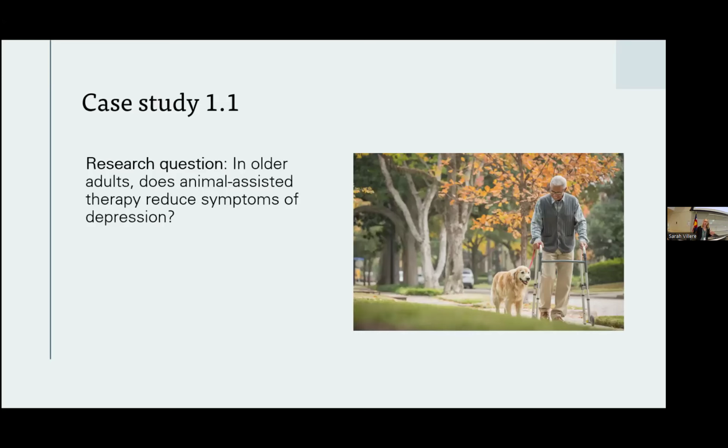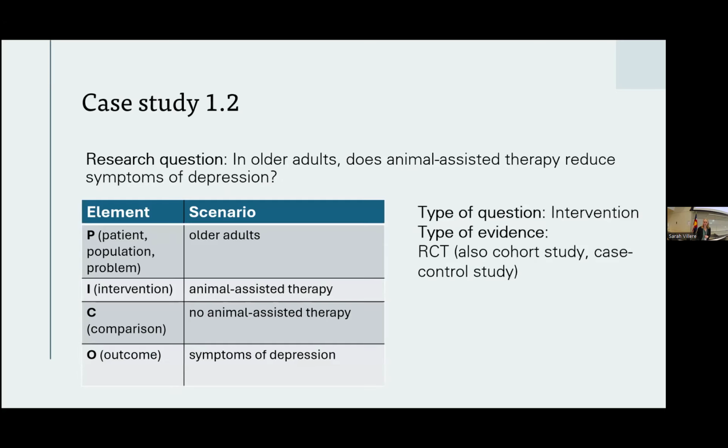is we're going to go through a case study to actually practice this. So if I had the research question, in older adults, does animal-assisted therapy reduce symptoms of depression? The first step is going to be identifying my PICO elements from this question. My P would be older adults. My I is animal-assisted therapy. My C is no animal-assisted therapy, or maybe just standard of care or best practice, or treatment as usual. And my O is symptoms of depression.